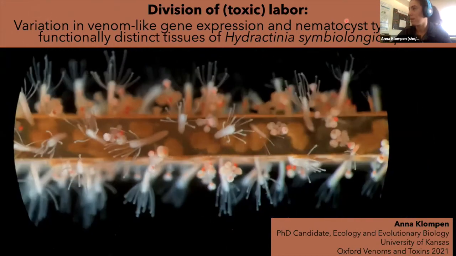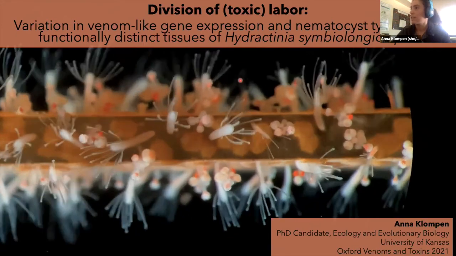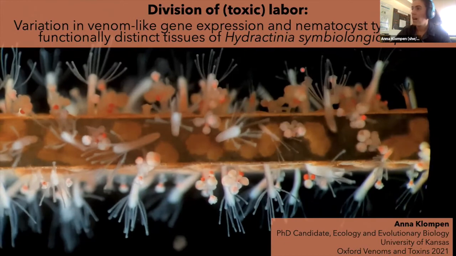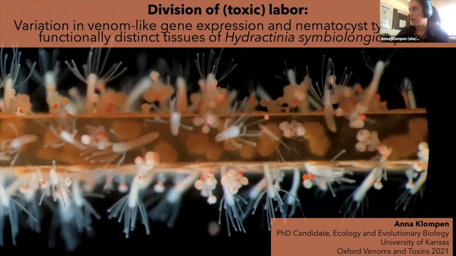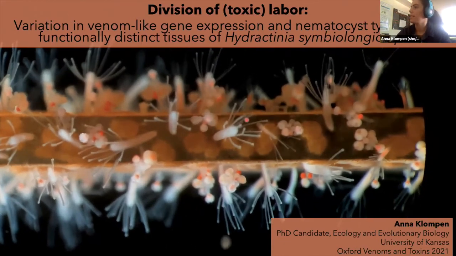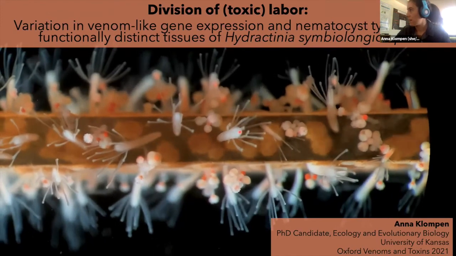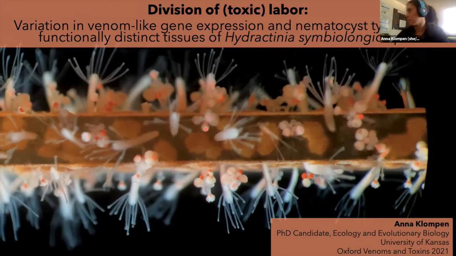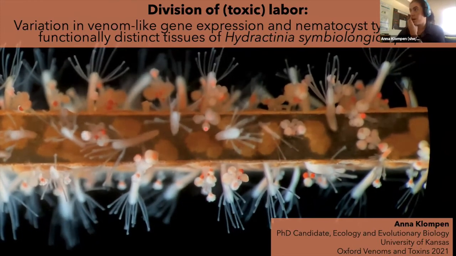So while you're seeing many individuals here, this is all one colony, all one genotype, connected to each other. And just to give some sense of scale, this is the edge of a microscope slide. So these little hydroids right here are about 1 millimeter, sometimes a little longer in length. So very small animals that I'm working with.